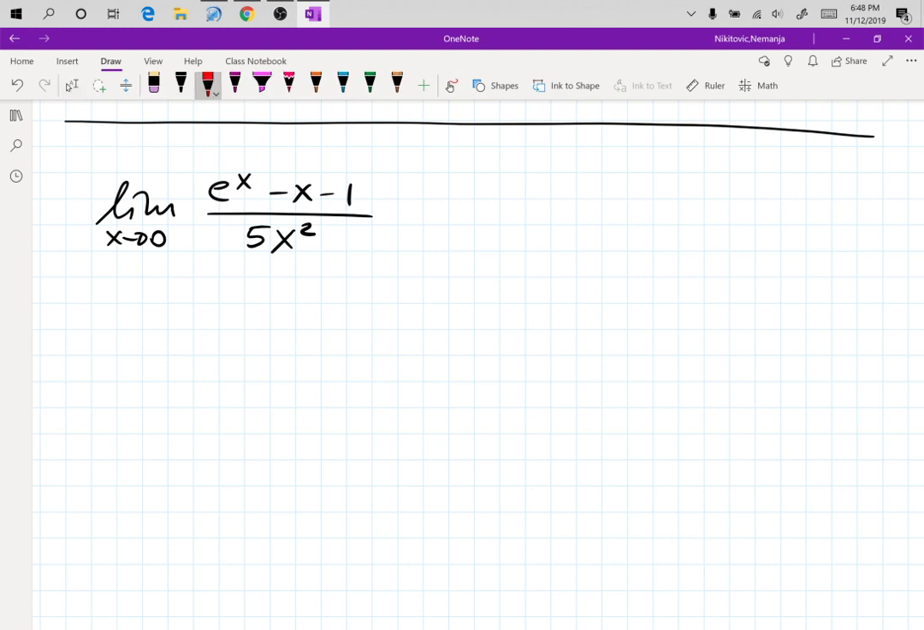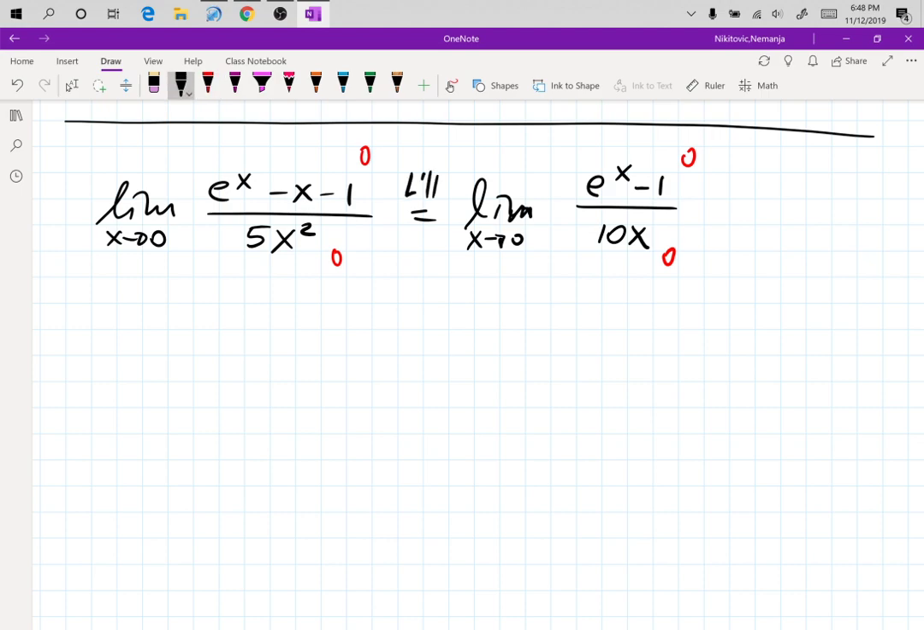All right, so we have e to the 0 is 1, minus 0, minus 1 is 0. And then 5 times 0 is 0. So we have 0 over 0, we can take derivatives. Again, independent derivatives. So derivative of e to the x is e to the x. Derivative of minus x is minus 1. Derivative of minus 1 is 0, divided by 10x. We plug in 0, we get 1 minus 1, we get 0 again. Oh, I forgot to put L'Hopital over here. There we go. So now we can do L'Hopital again.